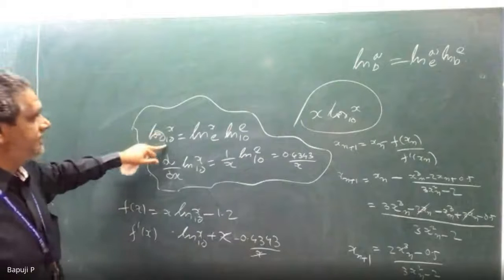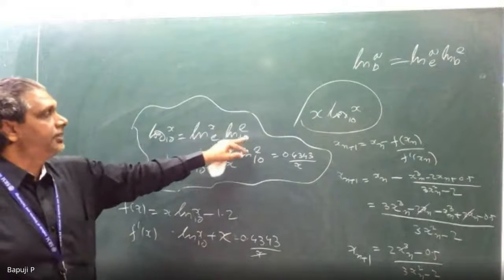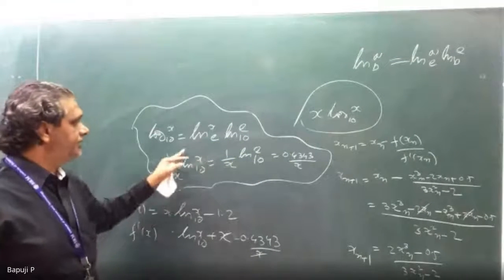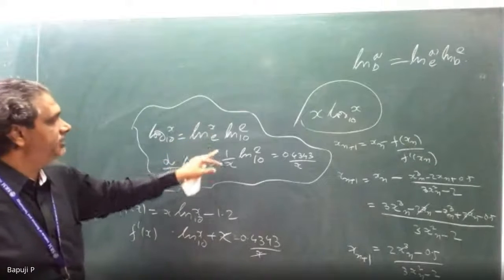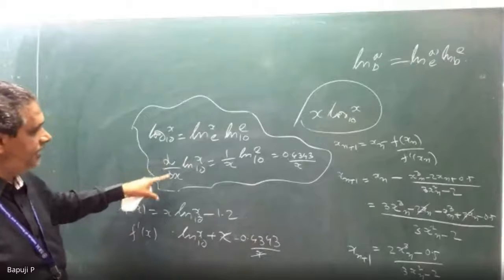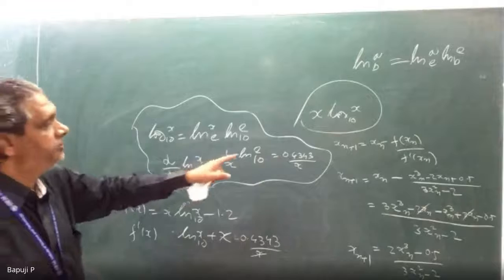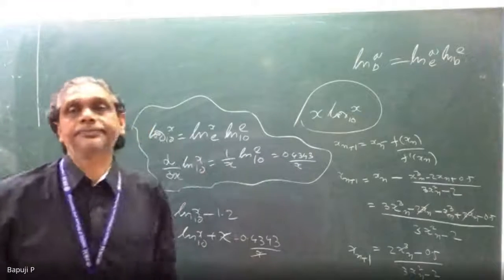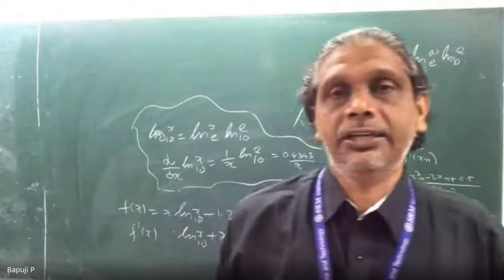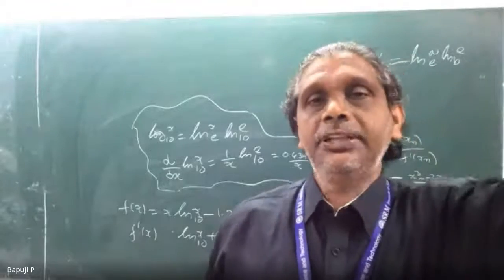So log x base 10, how can I write? Log x base e into log e base 10. Log e base 10 from the calculator I will get 0.4343. Then log x base e differentiation is 1 by x. So if you speak truly, d by dx of log x base 10, after the manipulation, is 0.4343 by x. I am not introducing log e directly. Log e I have written in the form of log base 10.